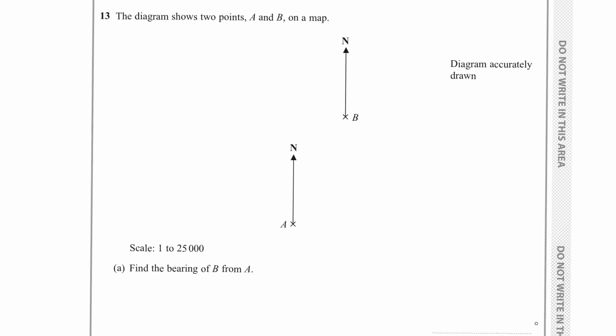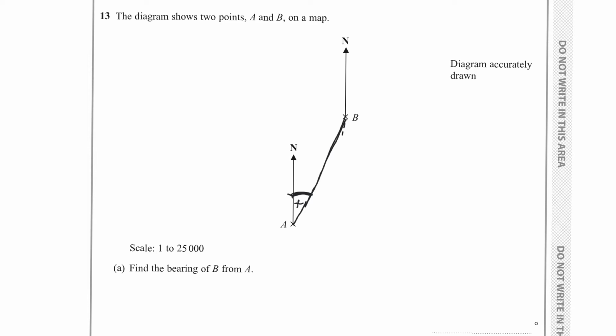Moving on to question 13. It says, find the bearing of B from A. When it comes to bearings, they are not that bare long, I promise you. What we're going to do is draw a line from A to B. If it's the bearing of B from A, we need to start from the north of A and go round clockwise, because remember with bearings it's clockwise, and this is the angle we are going to work out.